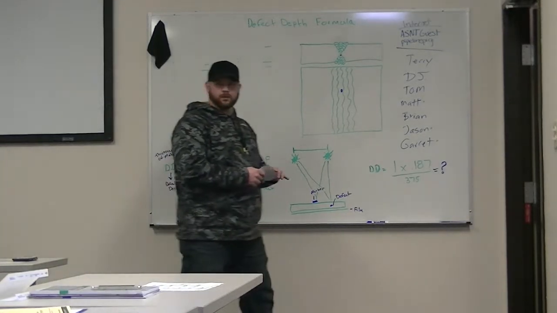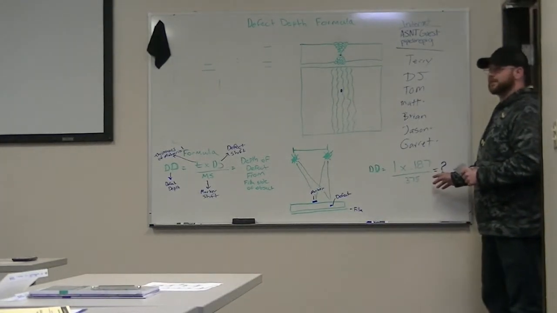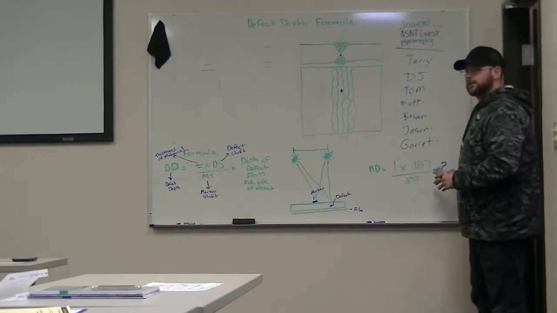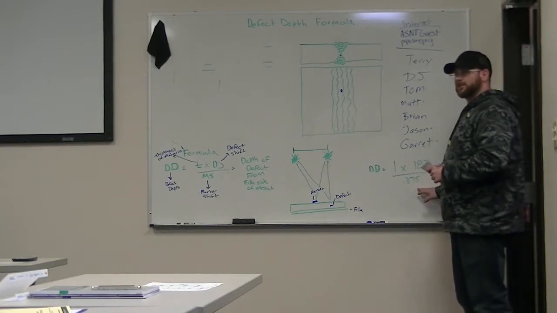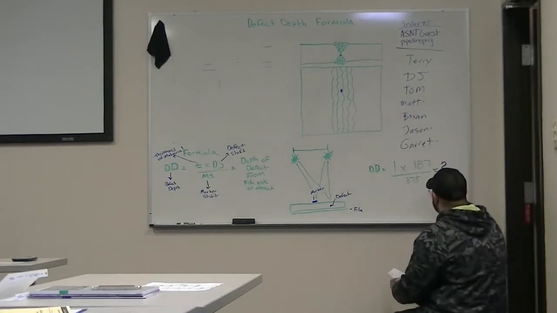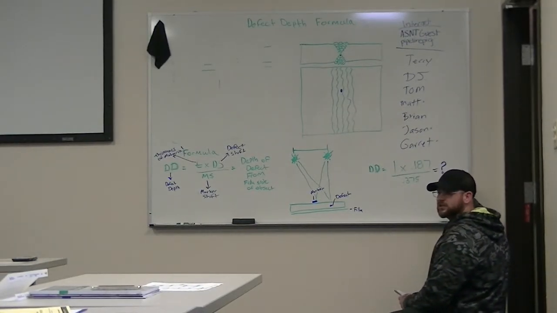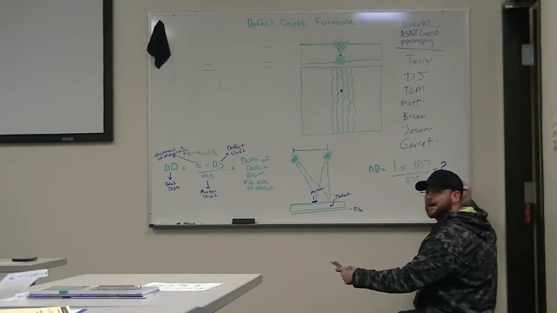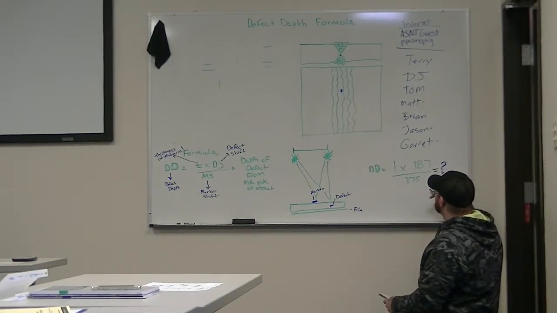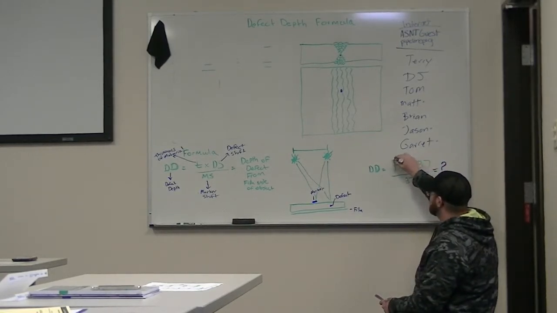But I did say I would do it with you, so we'll do it with you. 1 times 0.187 is going to be 0.187, and we're going to divide that by 0.375. That's going to give us an answer of 0.499. Now remember, this is from the film side of the object. So we're going to be approximately a half inch in on this 1 inch material.